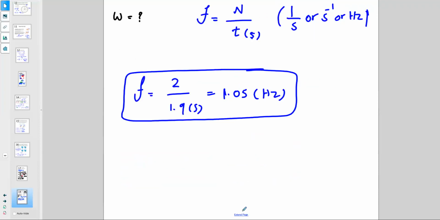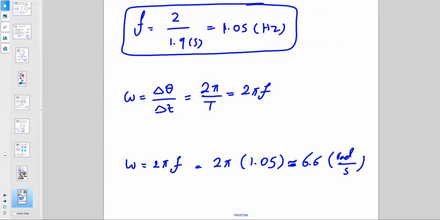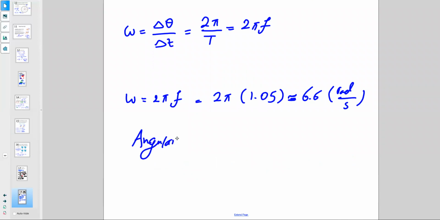Okay, now if you want to find omega, remember that omega was delta theta over delta t. Okay, or you could write it like this, 2 pi over t, or you could write 2 pi frequency. So I am going to use this. Omega is 2 pi times frequency, or 2 pi times 1.05. Okay, if you do that, then you will have close to 6.6, and this is radian per second for the speed. So that's our angular speed.